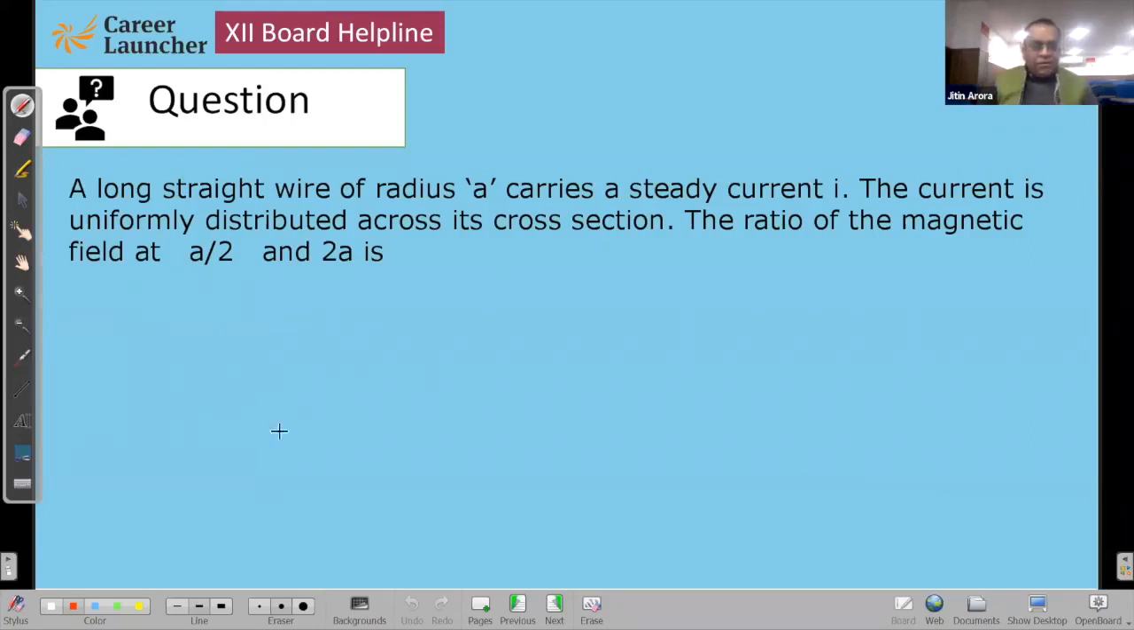So let me draw the figure to help you understand. But again, I would say try it once before I discuss it with you. So this is how the wire is, a long wire. Now I have to find the magnetic field at some point here at A by 2, where its radius is A, and the other point is outside, थोड़ा ज़्यादा ही हो गया, at 2A. So A by 2, A and 2A.